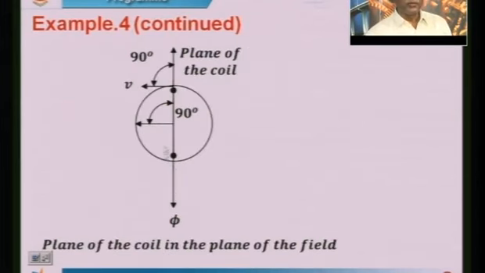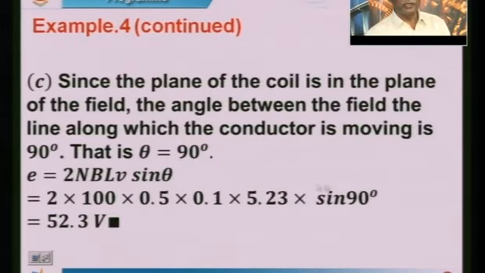In the third case, when the plane of the coil is perpendicular to the field, the angle is obviously 90 degrees. So, when it is substituted as 90 degrees, you will get 52.3.